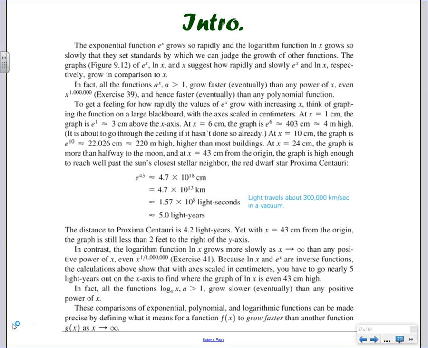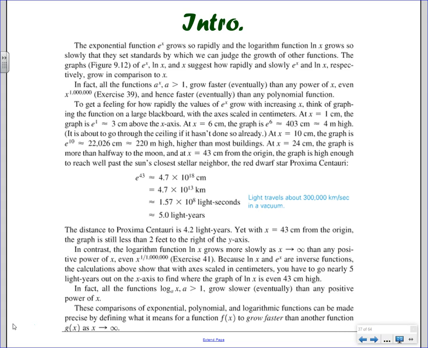What's going on up here? I copied this whole bit of wording for a reason. What's the reason? The exponential function e to the x grows so rapidly and the logarithm function grows so slowly that they set standards by which we can judge the growth of other functions.